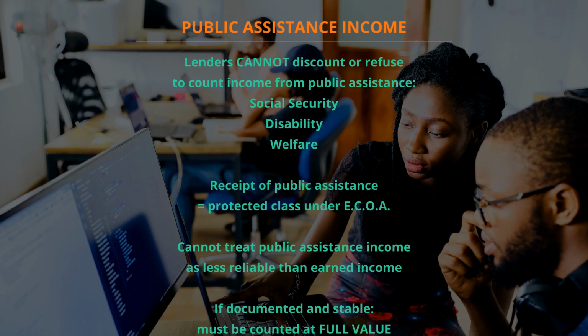Lenders cannot discount or refuse to count income from public assistance programs, Social Security, disability, welfare, when evaluating creditworthiness. Receipt of public assistance is a protected class under ECOA. You cannot treat public assistance income as less reliable or less valuable than earned income. If the income is documented and stable, it must be counted at full value, same as any other income source.